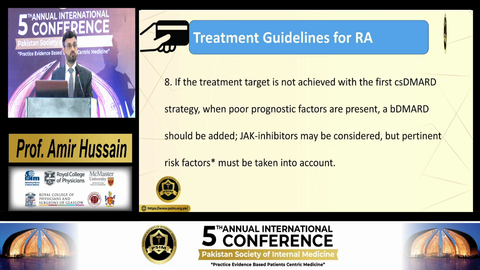Now, what are these poor prognostic markers? It means that if the disease is polyarticular, if the ESR and CRP are very high to start with, if the anti-CCP or rheumatoid factor is in a high titer, or if it is an erosive disease radiologically, these are the bad prognostic factors. If these bad prognostic factors are present, then we need to add a biological agent or targeted synthetic DMARD to the conventional DMARD.